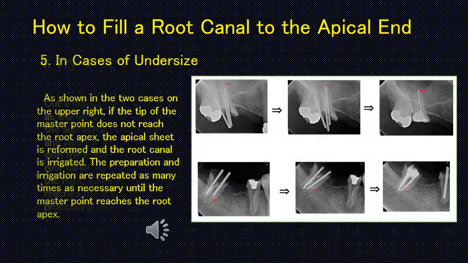5. In cases of undersize. As shown in the two cases on the upper right, if the tip of the master point does not reach the root apex, the apical seat is reformed and the root canal is irrigated. The preparation and irrigation are repeated as many times as necessary until the master point reaches the root apex.